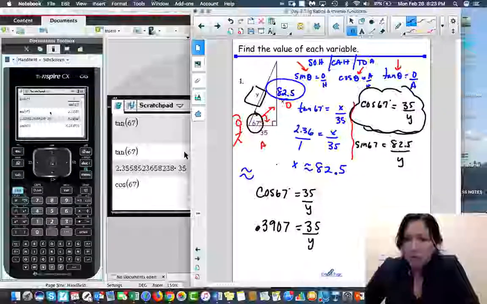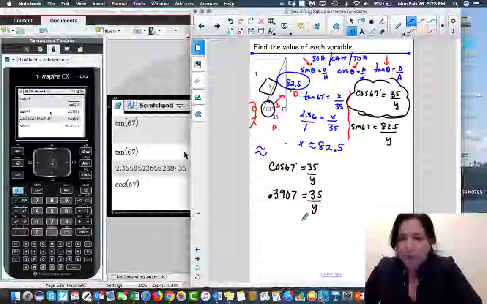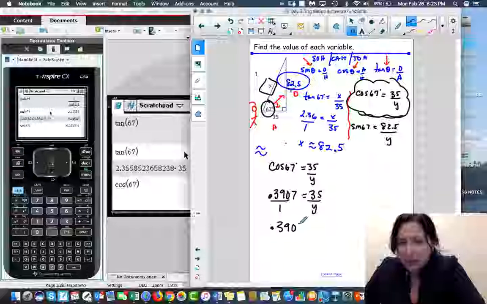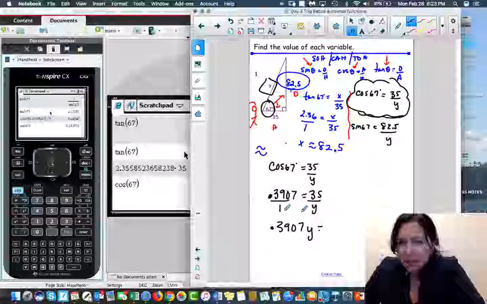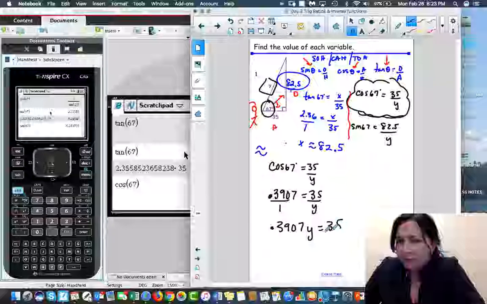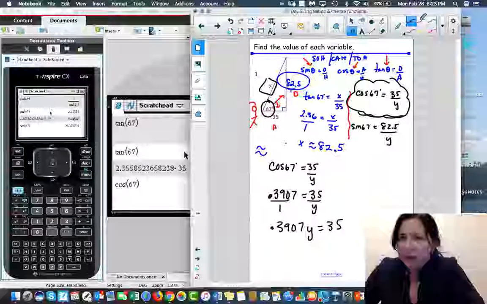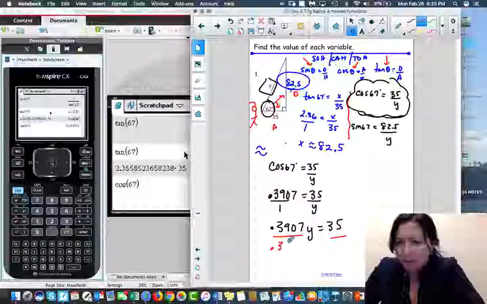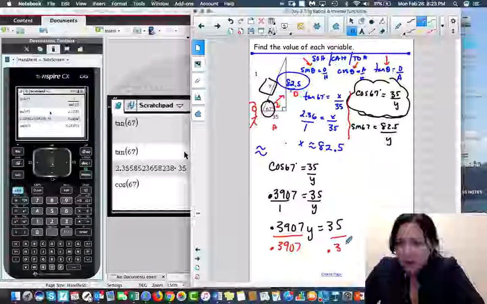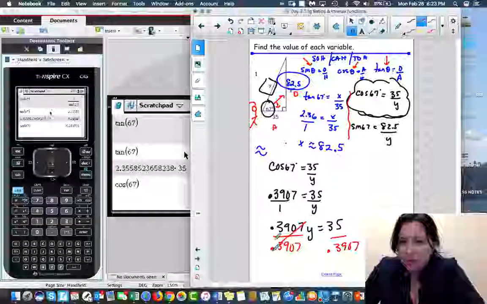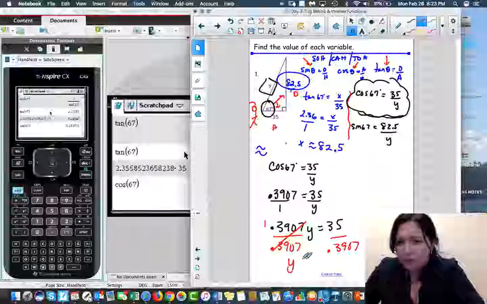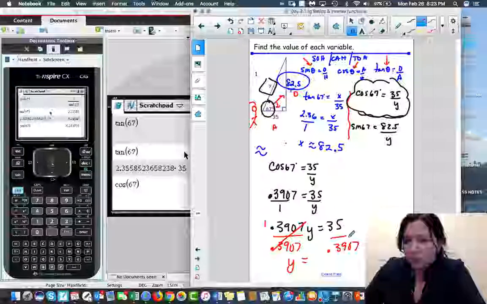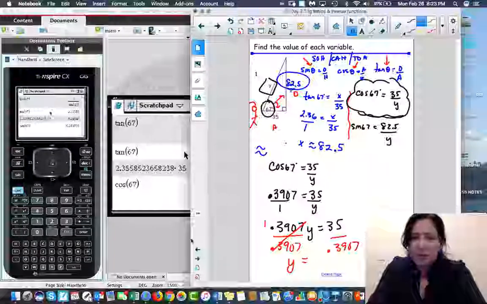The more values you go, the more accurate your answer will be. Now we have to cross multiply, so we're going to get 0.3907 times y equals 1 times 35. I'm going to divide both sides by 0.3907, so these are going to cancel and make 1 times y, which is just y. And now I have to use my calculator again and type in what's 35 divided by 0.3907.